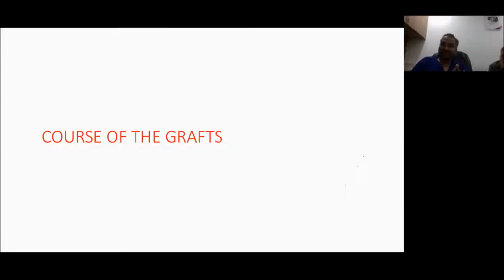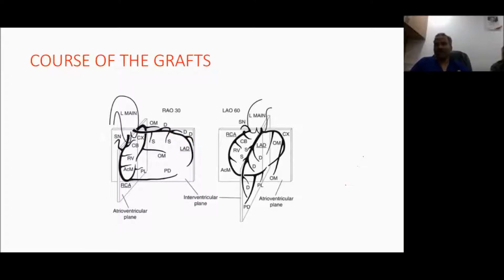The course of the graft is very, very important to choose a plane to visualize the complete graft. When you start doing angiograms, the first thing you have to learn is the planar positions of angiography. Basically your right coronary artery and left circumflex artery are located in the atrioventricular plane, and your left anterior descending artery and PDA are located in an interventricular plane or septal plane.